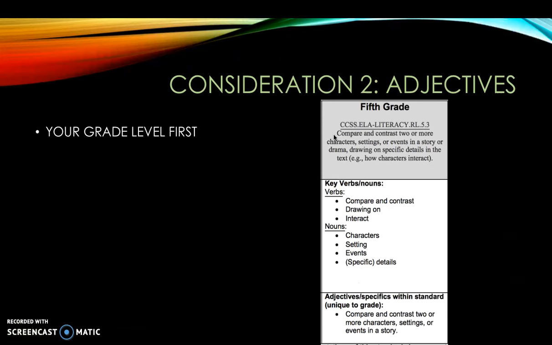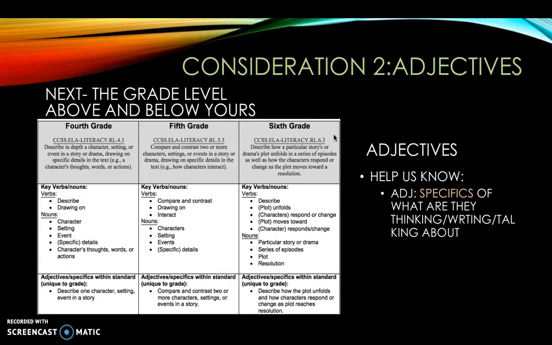The next consideration to think about when unpacking standards is to take a close look at some of the adjectives in the standard. Just like with nouns and verbs, you want to start with your grade level first. Some key adjectives here that are unique to the grade are listed below. Once you've done that for your grade level, complete the same task for the grade above and below. The adjectives usually help us know specifics of what the students are thinking, writing, or talking about.